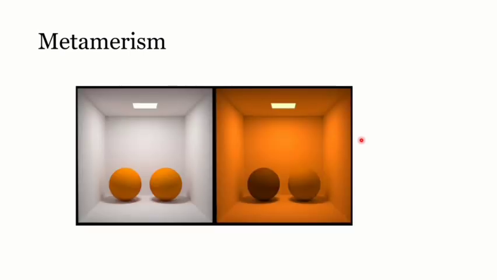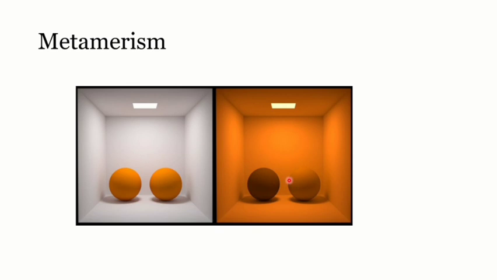Now metamerism is a phenomenon when the object is going to appear of one color in a particular light source and another color in another. So here, when a white light is given, these two balls have the same color. But when a yellow color is given, you can see that the first ball is more darker than the second ball. This is what you call as metamerism.